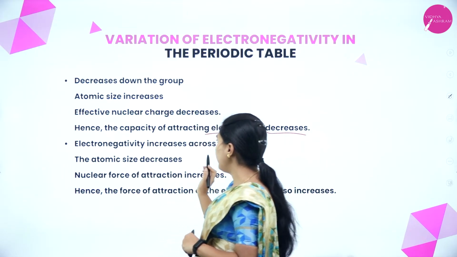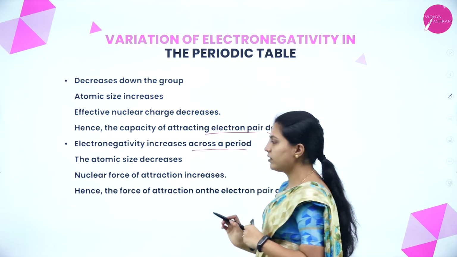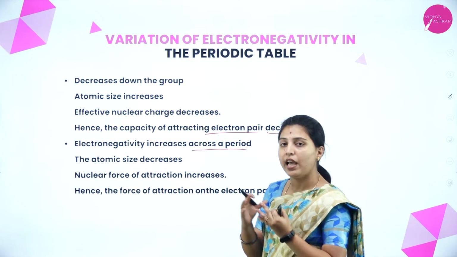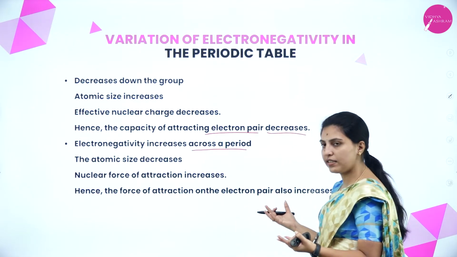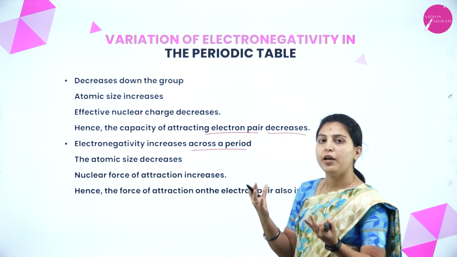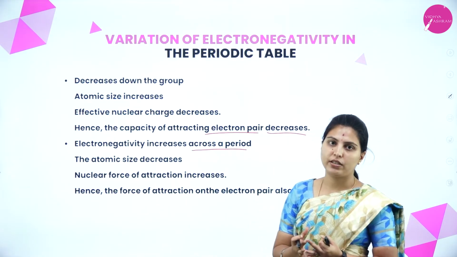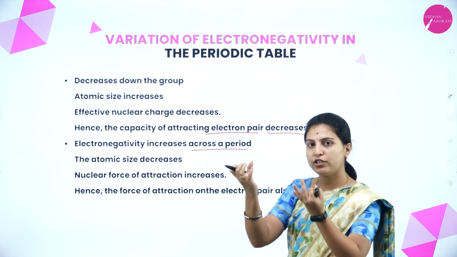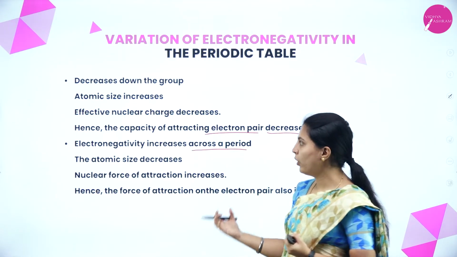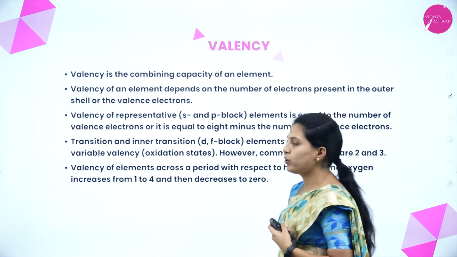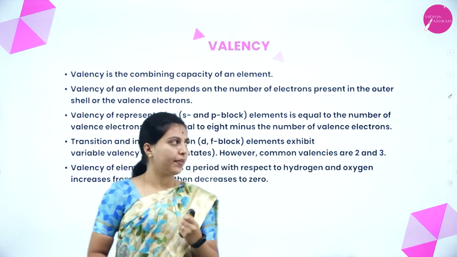Electronegativity increases across the period. What are the reasons? Automatically atomic size decreases, effective nuclear charge increases, and the force of attraction between the electrons and nucleus increases. At that time the electrons will be pulled towards the nucleus, enhancing the electronegativity value. Next we will see the valency.